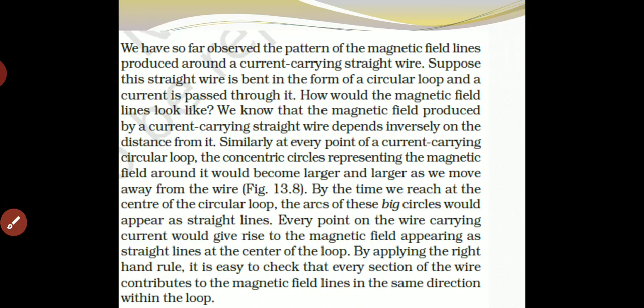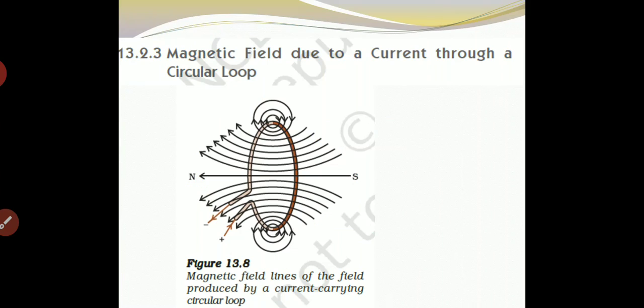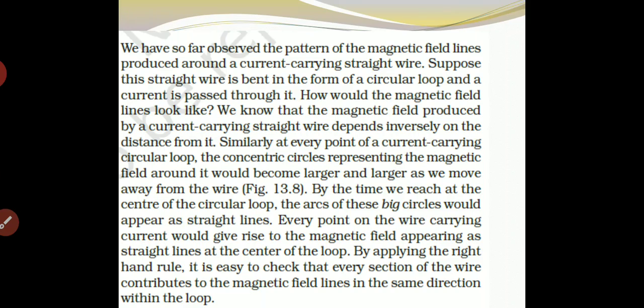Now we have so far observed the pattern of magnetic field lines produced around a current carrying straight wire. Suppose this straight wire is bent in the form of a circular loop, which you are seeing, and a current is passed through it. Also you can see that from one end we are applying a plus, and from the second end we are applying a minus. How would the magnetic field lines look?